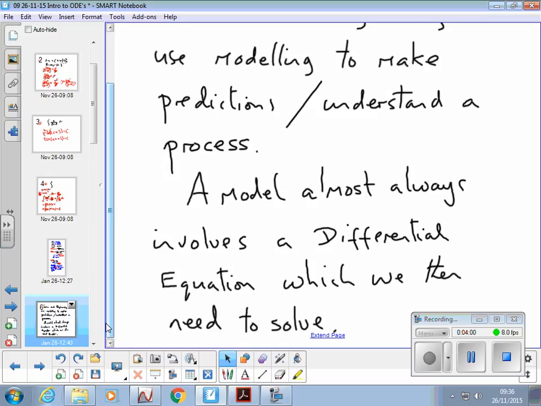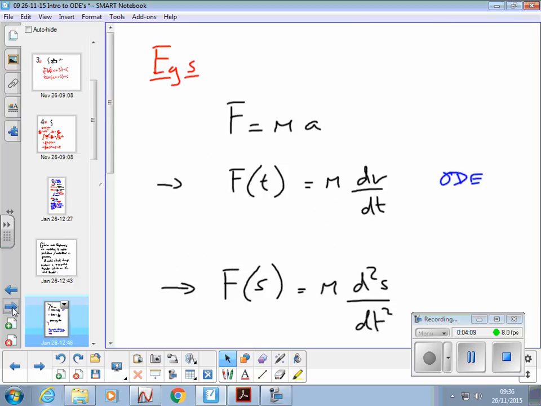So what we do is we write our model in terms of an equation, a differential equation, which we then try and solve. I've written some examples down. There's a very familiar formula, F equals ma. And if we look at it, t is the independent variable, so it's a time-dependent function, and F is our dependent variable. So the force is the dependent variable, t, the time, is the independent variable. And the mass is multiplied by the acceleration. We can write the acceleration as dv by dt. So it's a differential. That's in fact a differential equation.